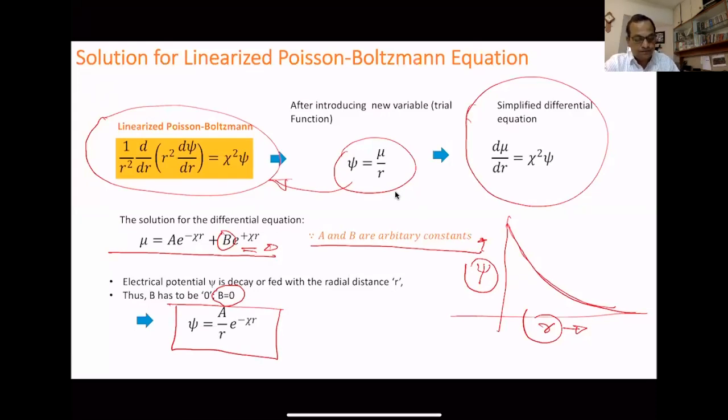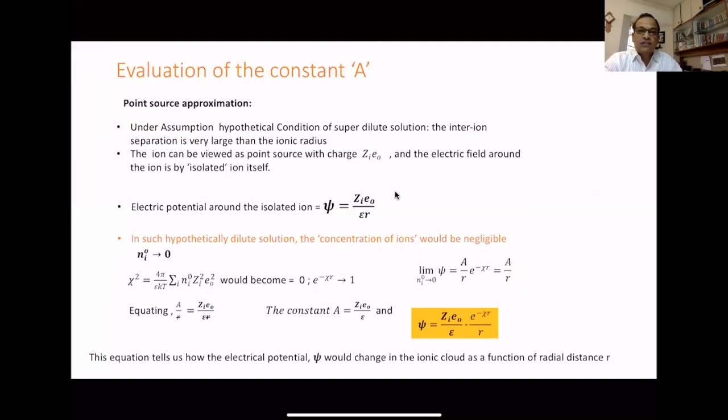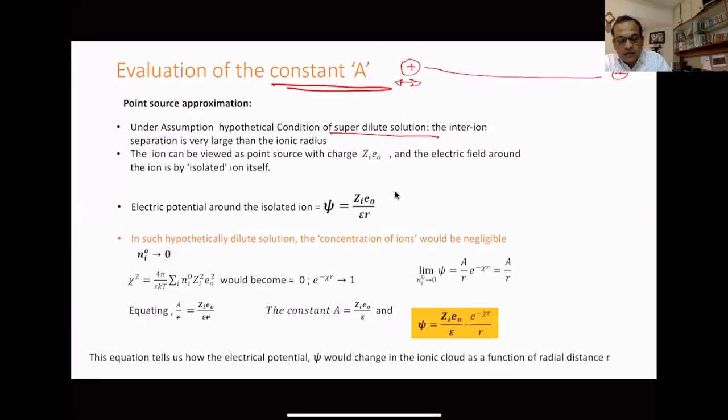Okay, so let's evaluate the constant a now. Here we have to use boundary conditions. Normally, how would you evaluate such constants? We use the extreme condition. Here, the extreme condition is that our solution is a super dilute solution. That means if one ion is over here, another ion is, let us say, 1 kilometer away from that ion. So compared to the size of the ion, the distances among the ions are very large.